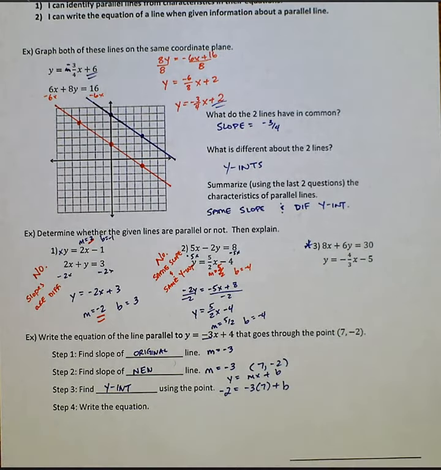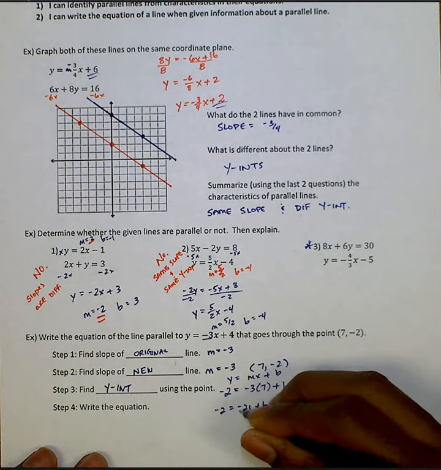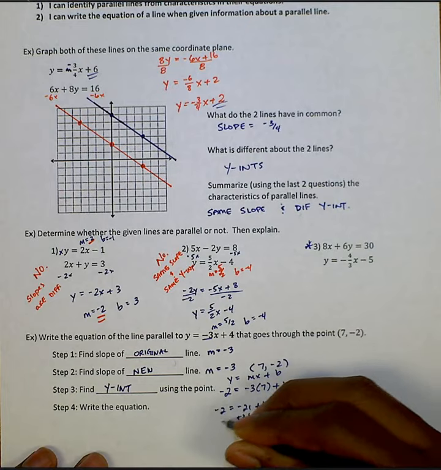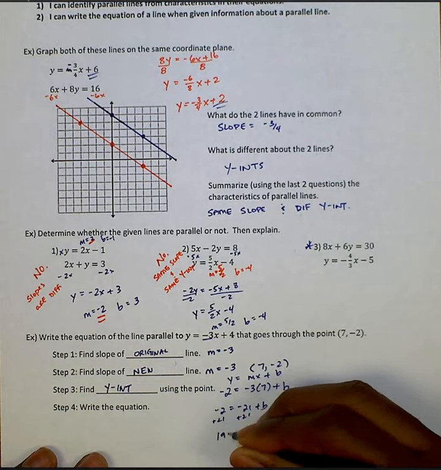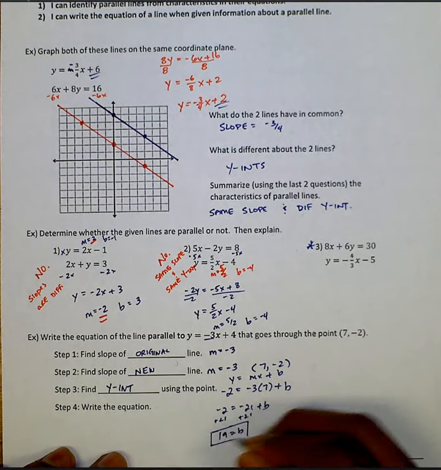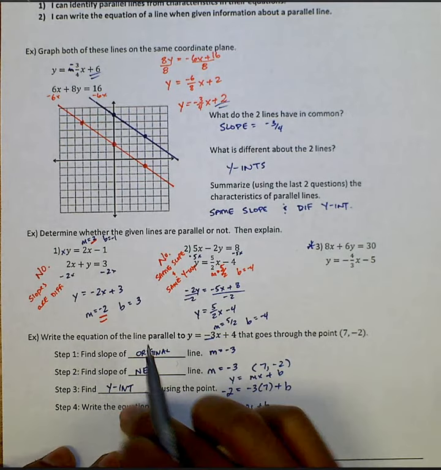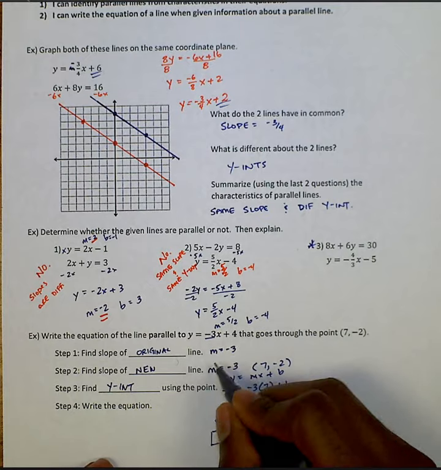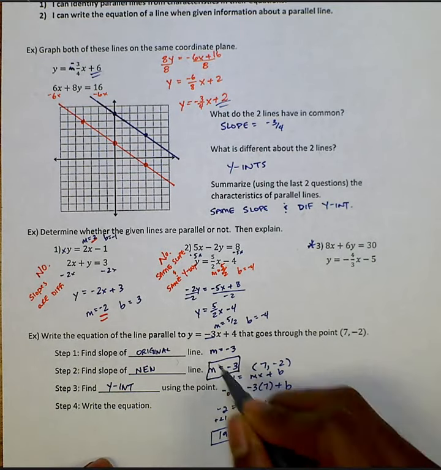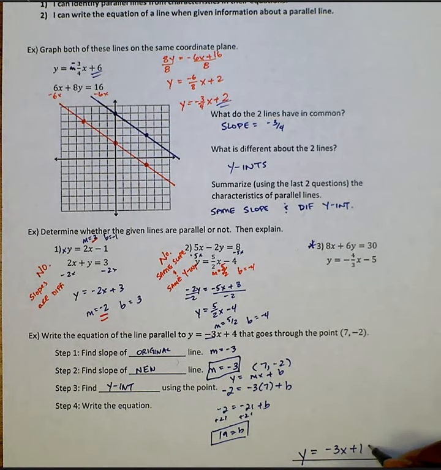And now I'm just solving for b. So I have negative 2 equals negative 21 plus b. I'm going to add 21 to both sides. And that's 19. So b is 19. So now I found the y-intercept using this point, and now I write the equation. I have m, which is negative 3. I have b, which is 19, and so I have y equals negative 3x plus 19. And there's my equation.